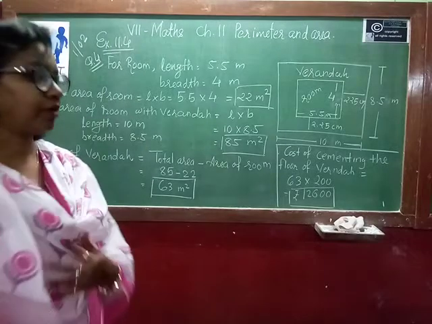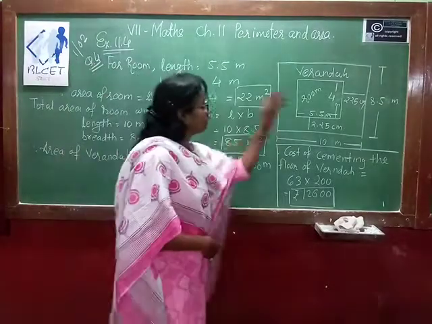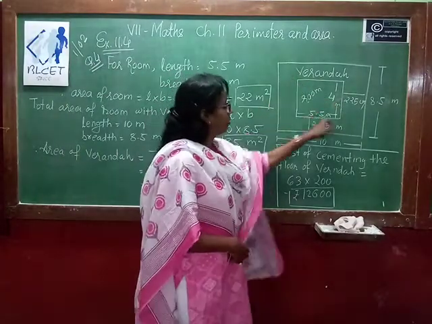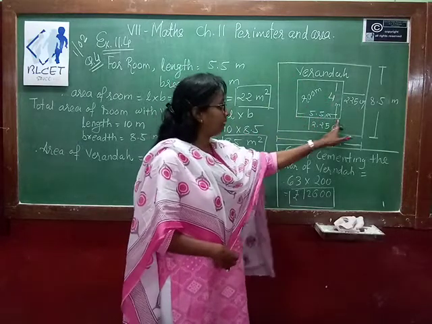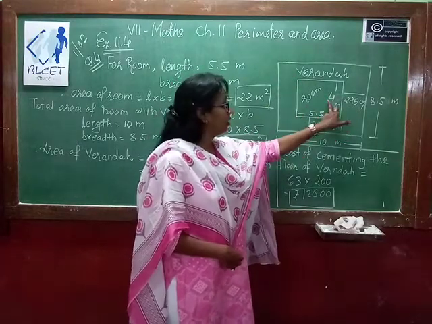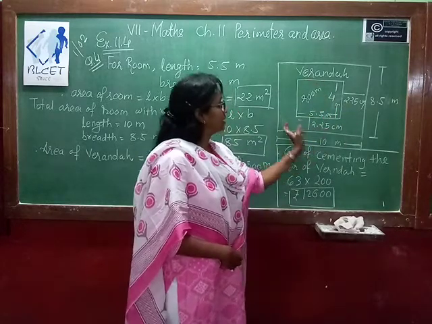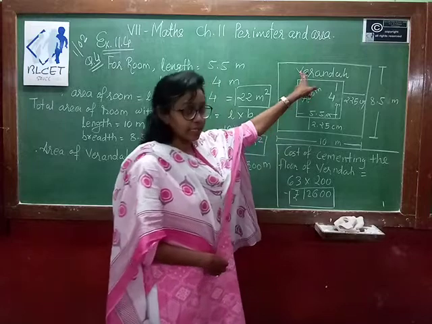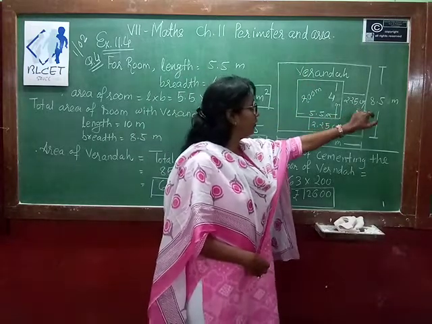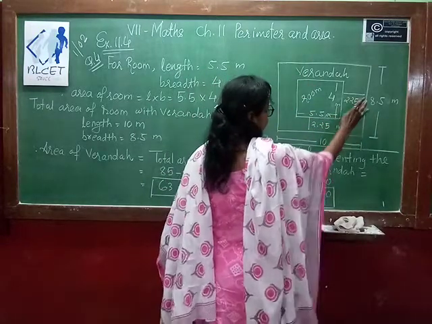So first of all we draw the diagram. So this is a diagram. The inner portion is your room whose length is 5.5 meter and width is 4 meter. Now outside we have to construct a veranda whose measurement is given, that is 2.25 meter.